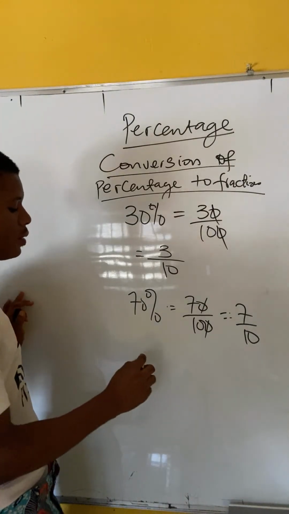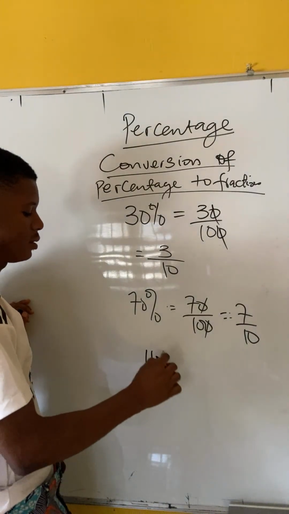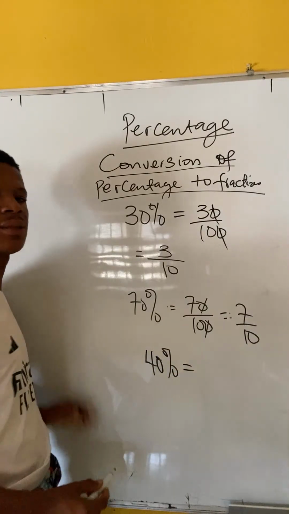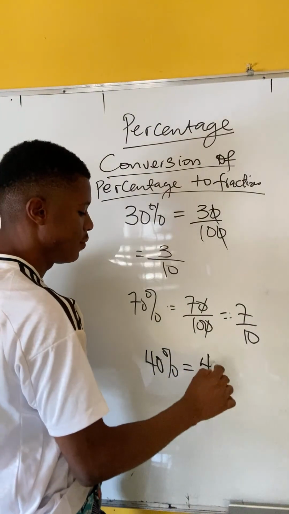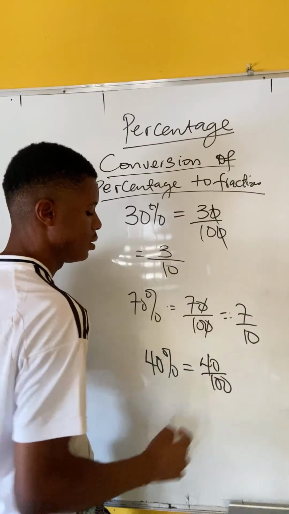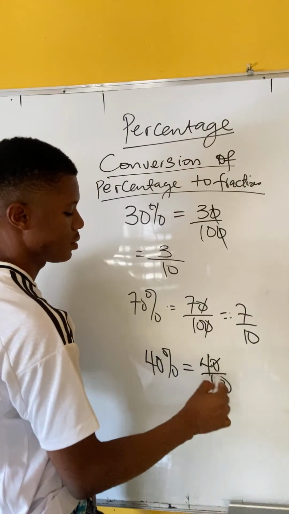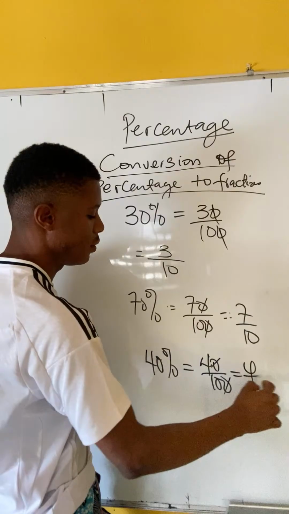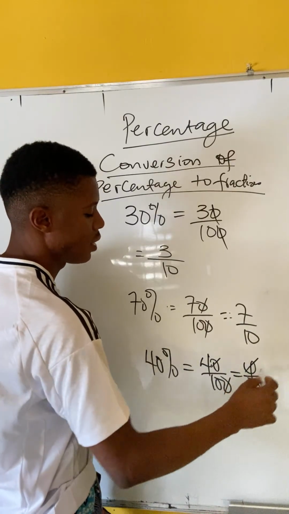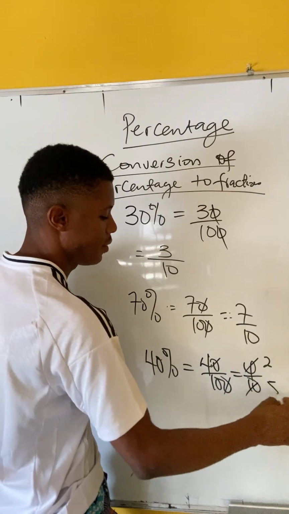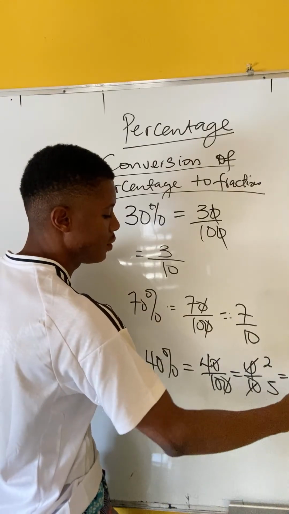So let's take another one. Let's say we have 40%. If you have 40%, this is 40 over 100. Okay? So you cancel the 0, you are left with 4 over 10. 2 divided is 2, 2 divided is 5. And that becomes 2 over 5.